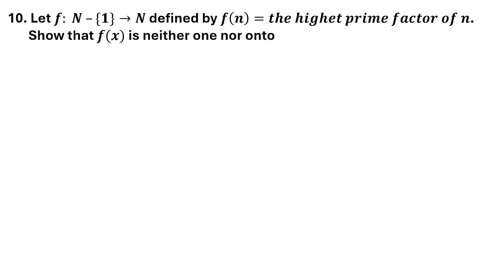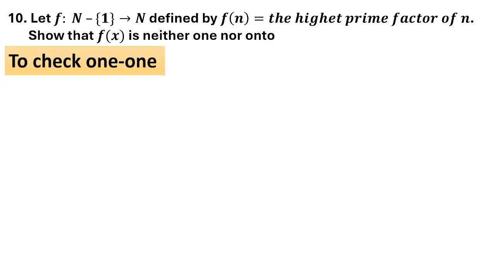Good. Let us go to question number 10. f from N to N minus {1}, that is, natural numbers except 1, defined by f of n is the highest prime factor of n. Show that f of x is neither one-one nor onto. Be happy. They are asking you to prove it is not one-one and not onto.